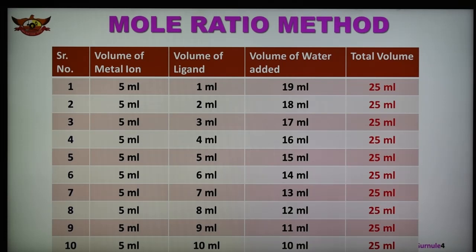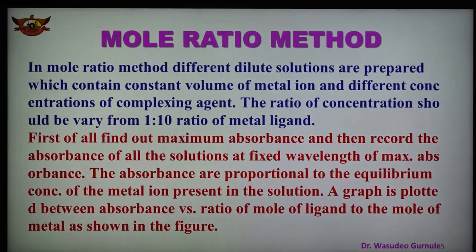After making all the 10 solutions of this metal ligand, we have to measure the absorbance of all the solutions at a fixed wavelength, lambda max. So, the mole ratio method: different dilute solutions that we have seen in the table we have to prepare, which contain a constant volume of metal ion and different concentrations of ligand, that is a complexing agent like phenolphthalein, and the ratio of concentration should vary up to 1:10 ratio of metal to ligand.